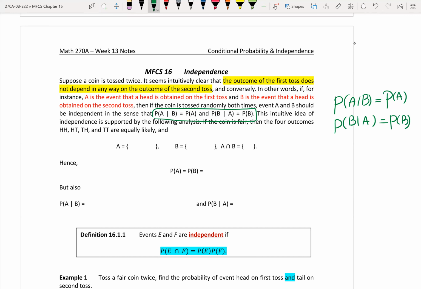So what's A? Event A is defined as a head obtained on the first toss. So your A is either head-head or head-tail.